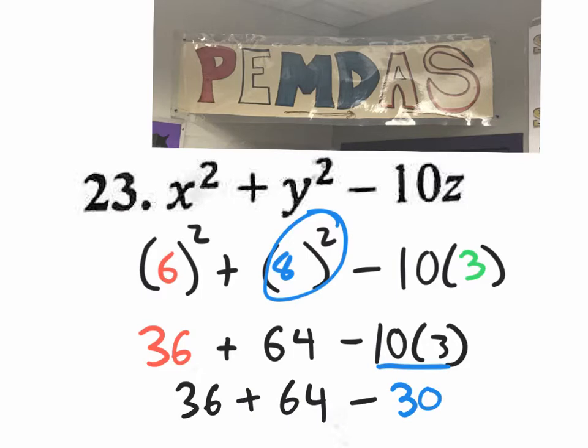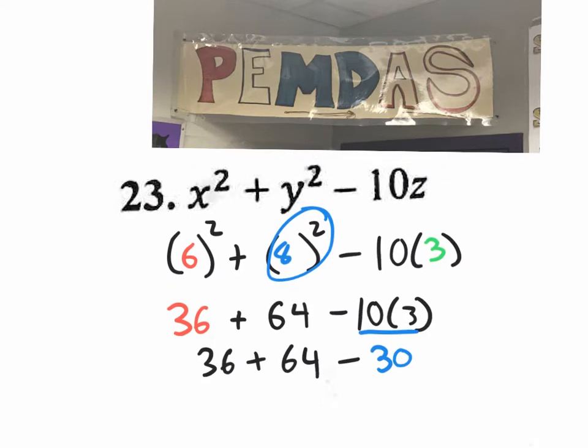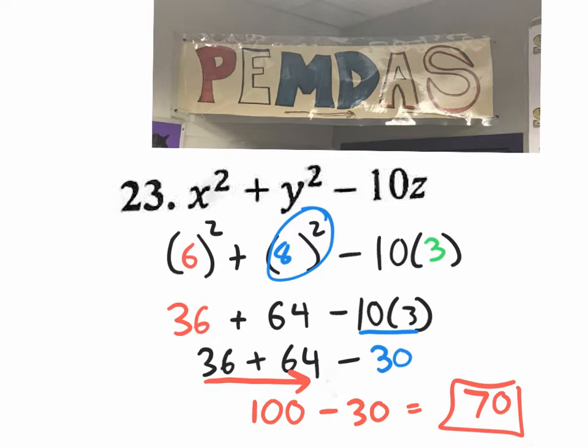So let's go from left to right. Right here we have addition, subtraction. Let's go from left to right. So when I go 36 plus 64, that is 100. Then 100 minus 30 is 70. 70 is your final answer.